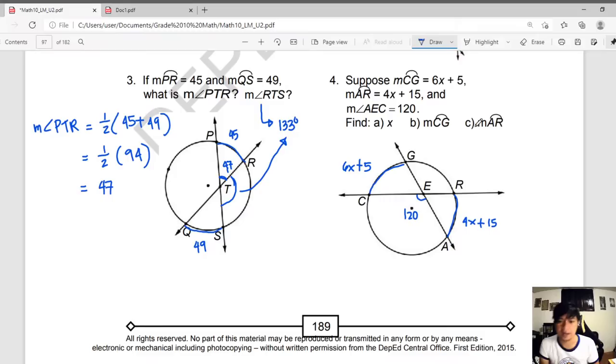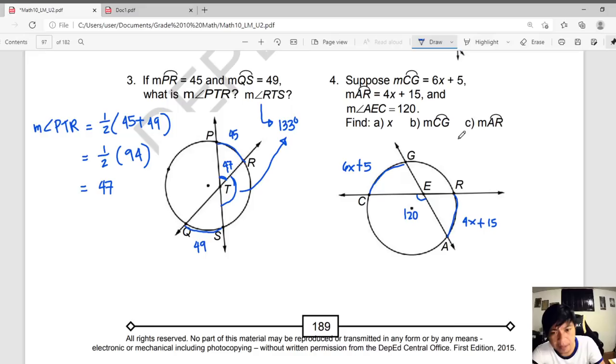Sige. Tingnan natin yung mga relationship. So, this one, dalawang secant line nag-intersect sa loob ng circle. This one, ito yung point of intersection nila. So, ang gagamitin natin parang ganito.